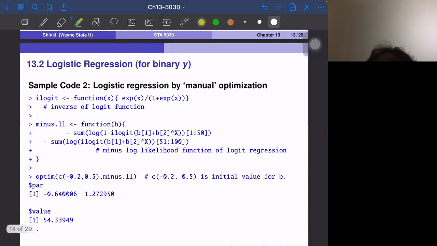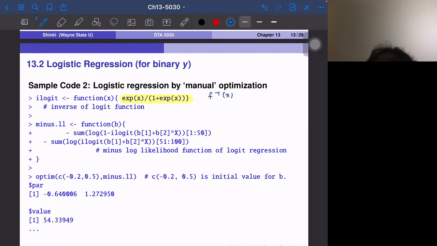Okay, so I said that the optimization is done by maximum likelihood. So if we define the likelihood function and we numerically optimize it, then we will get the same answer. So here is the code. So this is exponential of x over 1 plus exponential of x. So this is the f inverse of x.